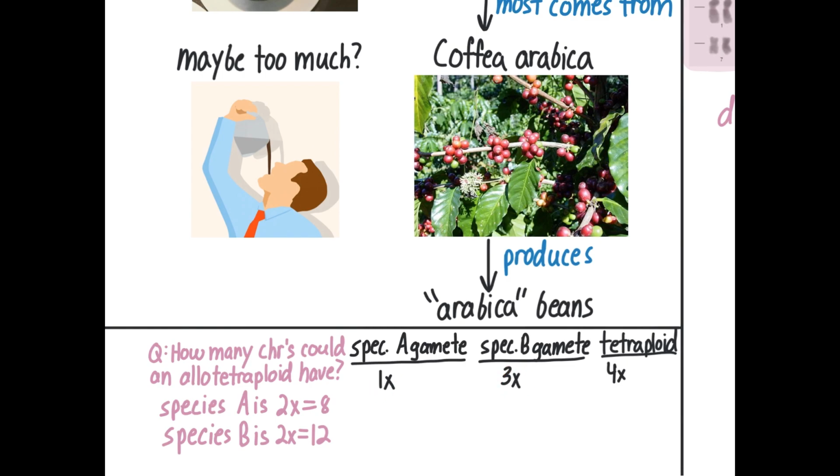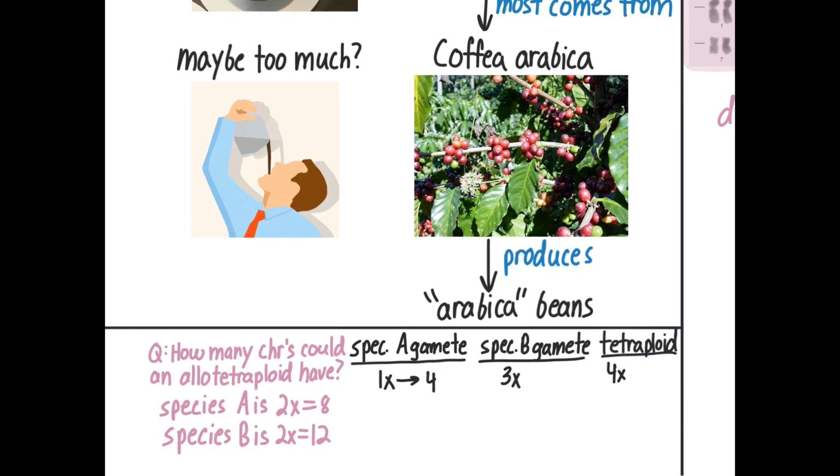Species A has 2 sets of chromosomes. That's what the 2x means. If there are 8 chromosomes total and 2 sets, one set must have 4 chromosomes. So a normal gamete with 1 set would have 4 chromosomes.